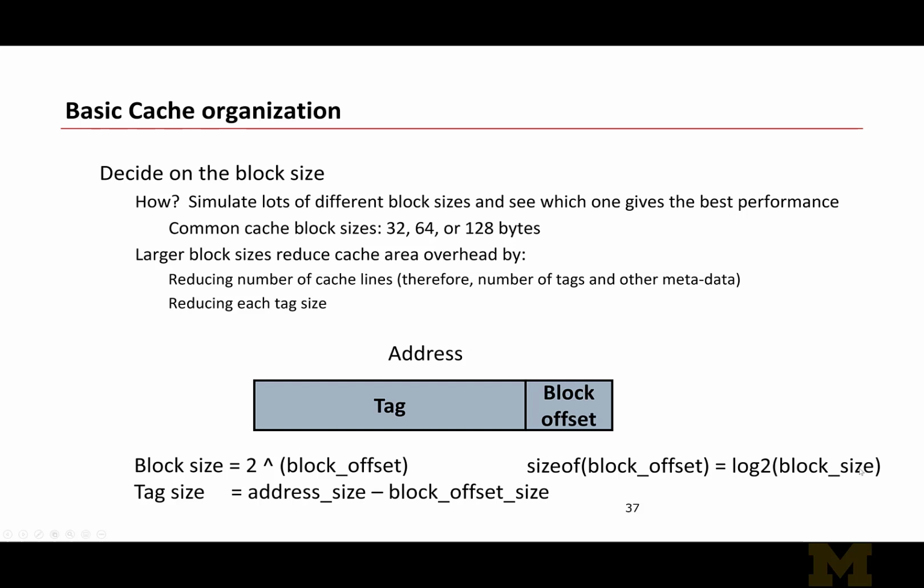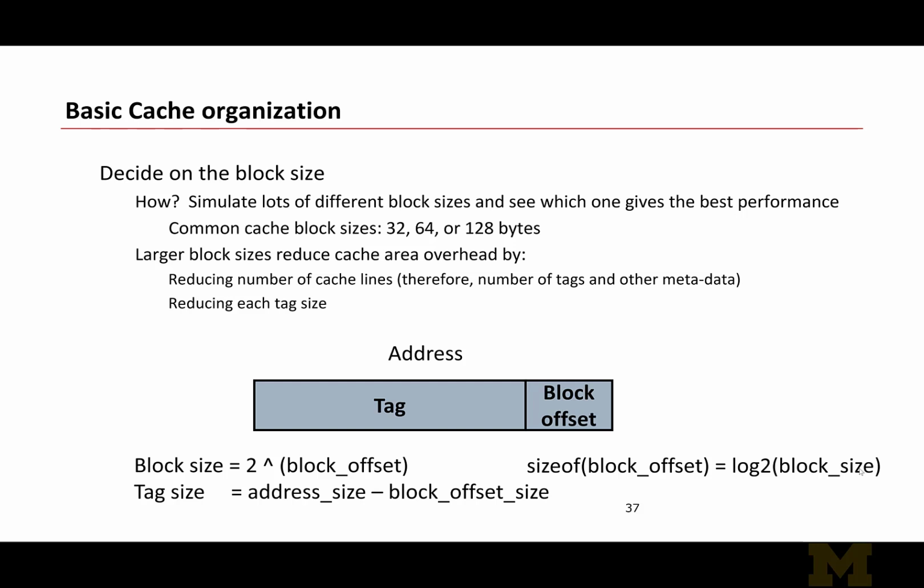So how to decide on the block size? If you have too small of a block, then you wouldn't be able to exploit spatial locality. But if you have a really large block, then it may not be beneficial, especially if your program does not have spatial locality, because then if I access one address, you're going to bring in a lot of adjacent addresses which you may never access in future.